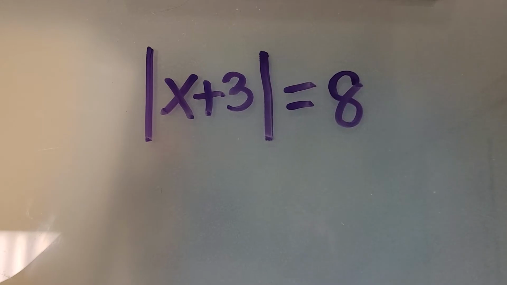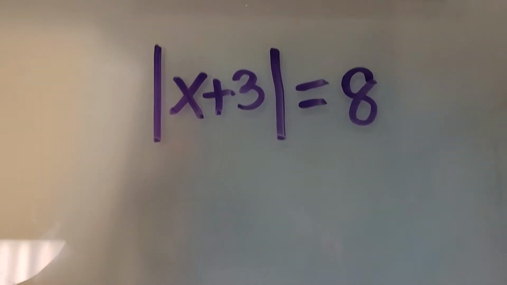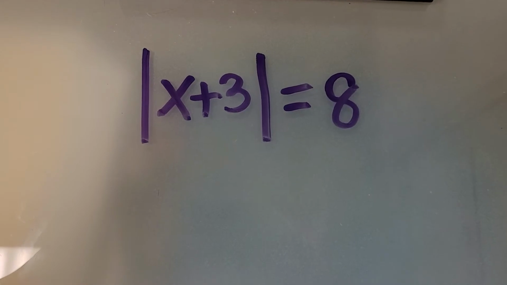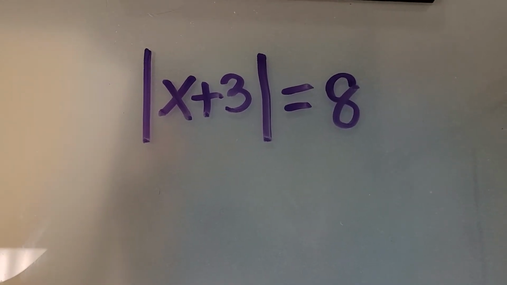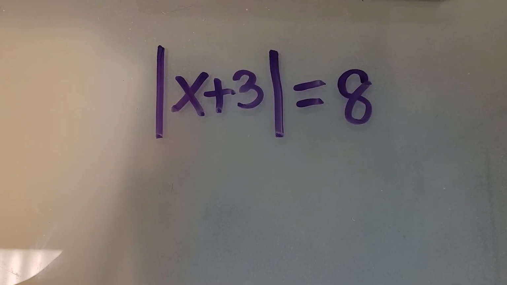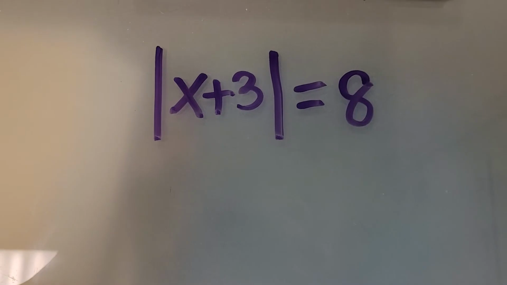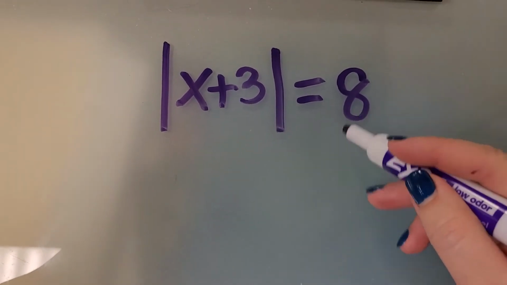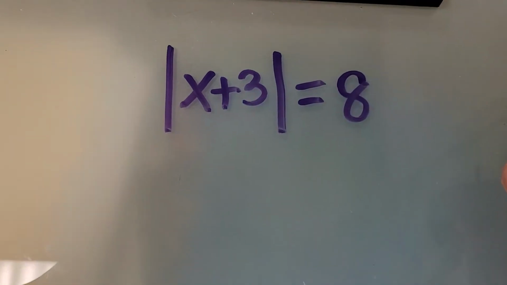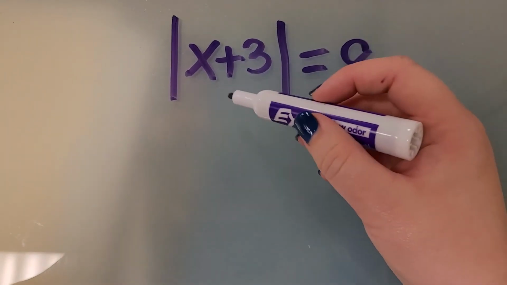For this example, we're going to look at the absolute value of x plus 3 is equal to 8. So again, remember, absolute value is referring to the number or numbers that are equal to an absolute value of 8. But in this case, it's not just what number is 8 units from 0. It's what number plus 3 would then be 8 units from 0.